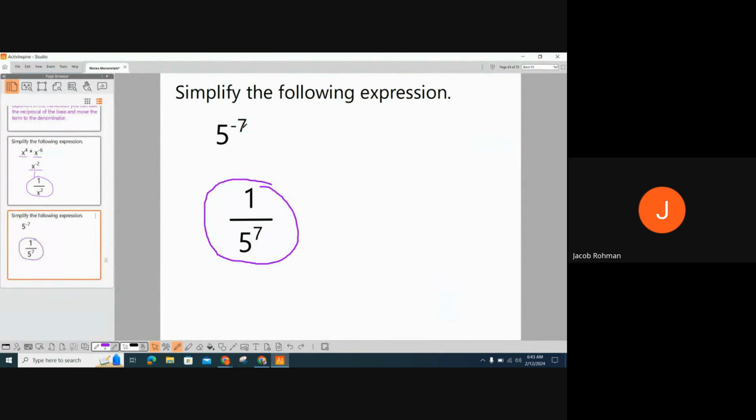Okay, so then the next example we have is 5 to the negative 7th power. So remember, this again could be treated as 5 to the negative 7th power over 1. And if we flip that fraction over, 1 goes on the top, 5 to the 7th power, and the 7 here turns positive when we do that.